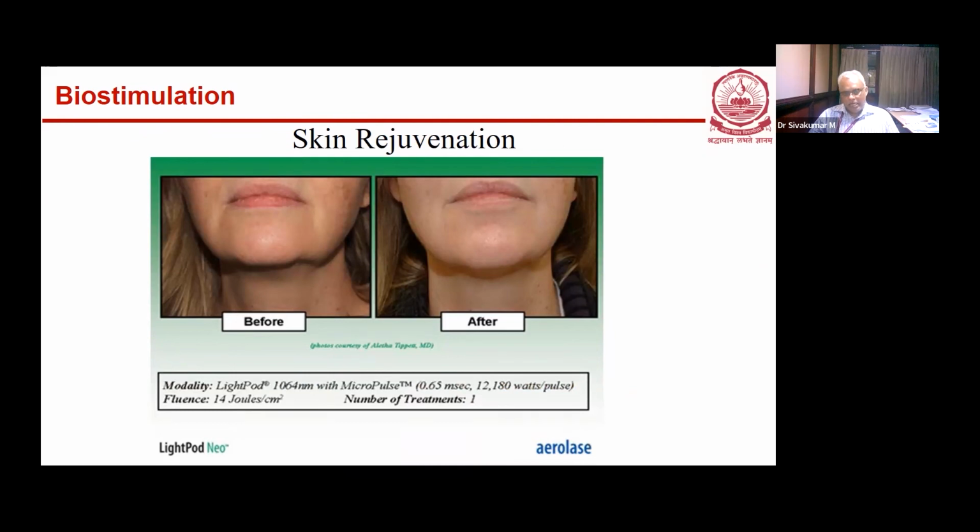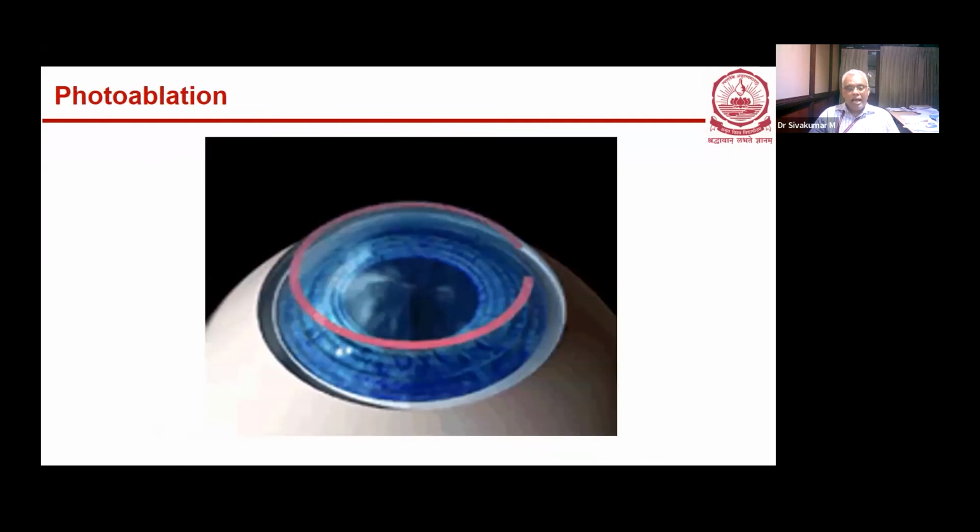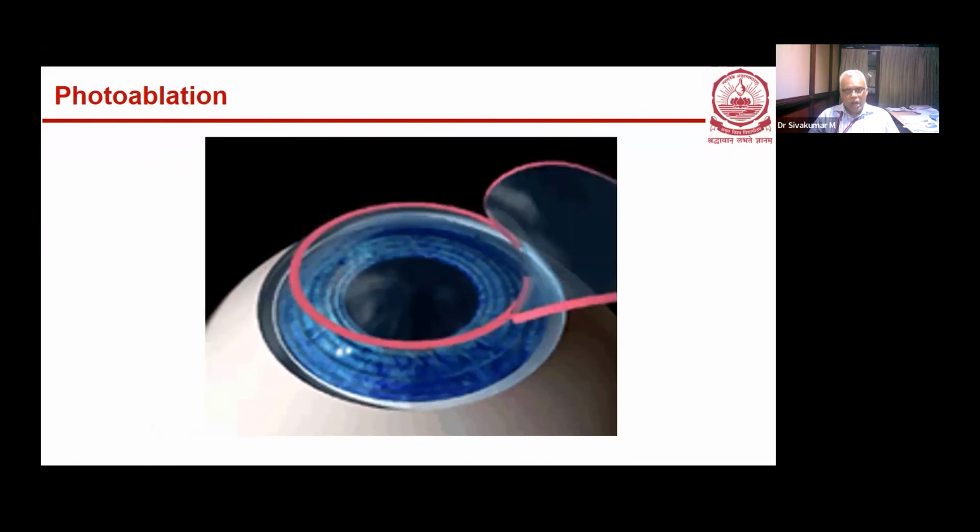So this is another way, how to shape actually. This is another application, before and after. You can see how your face, a particular area, can be shaped. So that is also possible using biostimulation. This is one of the famous applications. And then you can see LASIK surgery. You can see how the lasers can be useful.